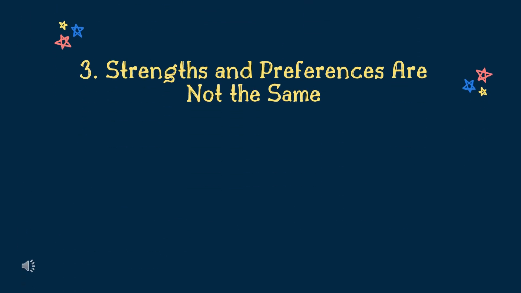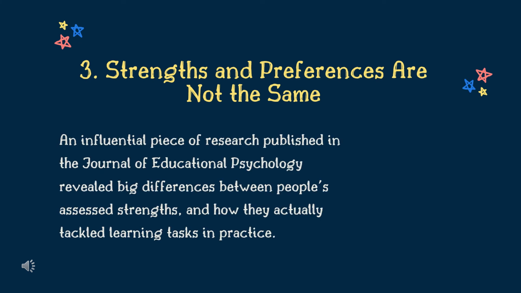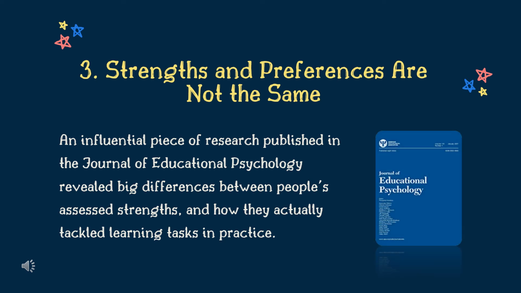Third criticism, strengths and preferences are not the same. An influential piece of research published in the Journal of Educational Psychology revealed big differences between people's assessed strengths and how they actually tackled learning tasks in practice. For example, someone who scores better in tests after hearing the information might still choose to learn by reading, simply because they enjoy that style of learning more.